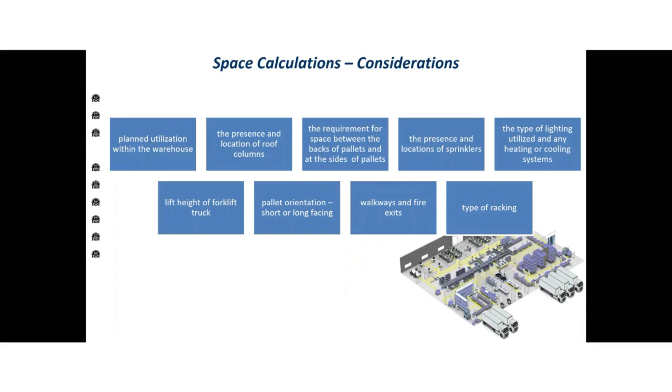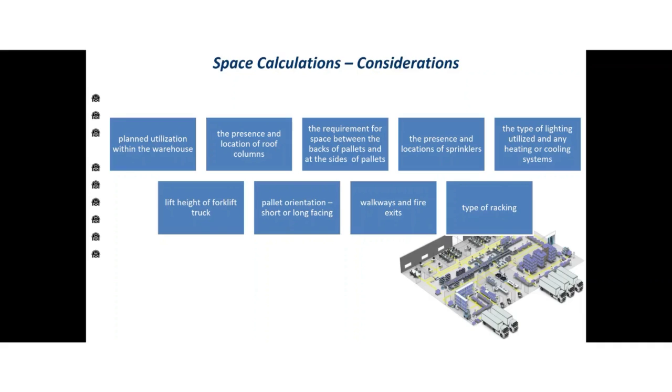Also, pallet orientation, either short or long facing. How a pallet is stored within the racking has its own trade-off within the warehouse. Storing a pallet with the long face parallel to the aisle makes it easier for operators to pick, not having to stretch too far across pallets. However, storing the pallet with the short side parallel to the aisle means greater flexibility and more pallets can be stored in lengths of racking.